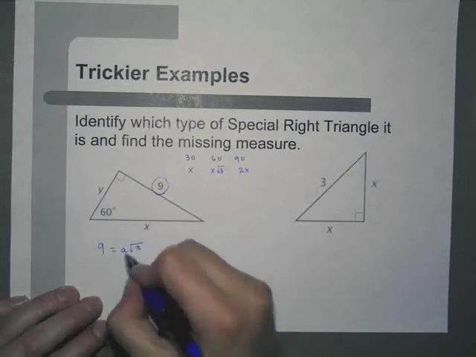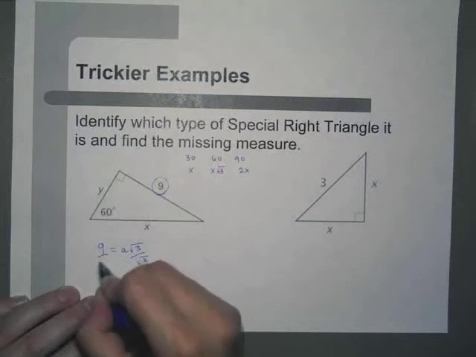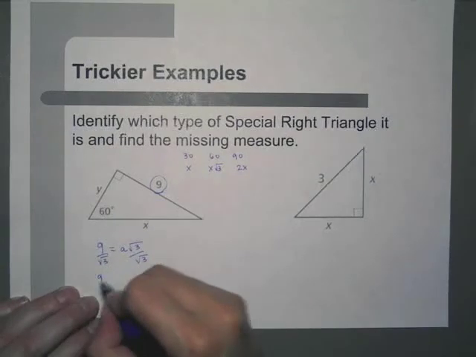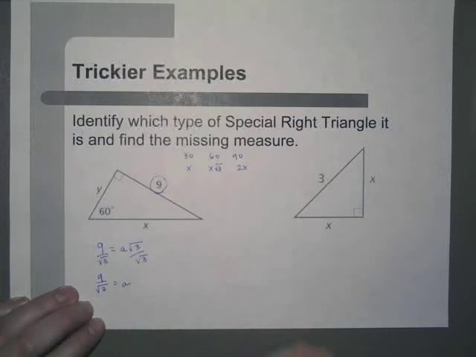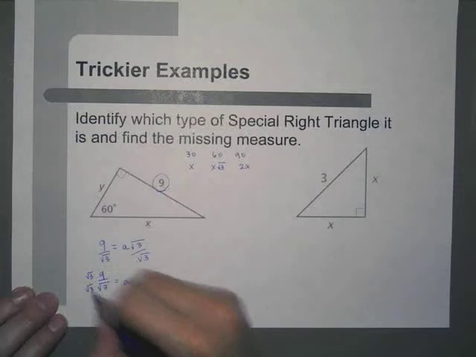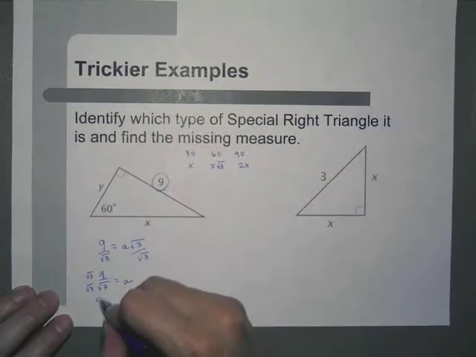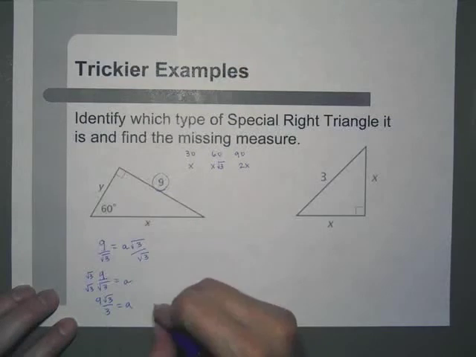Now I need to solve for a. Okay, so let's figure out what this is. So divide both sides by the square root of 3. All right, so 9 divided by the square root of 3 equals a. Well, we know that we're not allowed to leave square roots in the denominator, so I'm going to multiply the top by square root of 3 and the bottom by the square root of 3. So this becomes 9 times the square root of 3 over 3 equals a. And one last simplification, 9 over 3, we know, is 3. So 3 times the square root of 3 equals a.